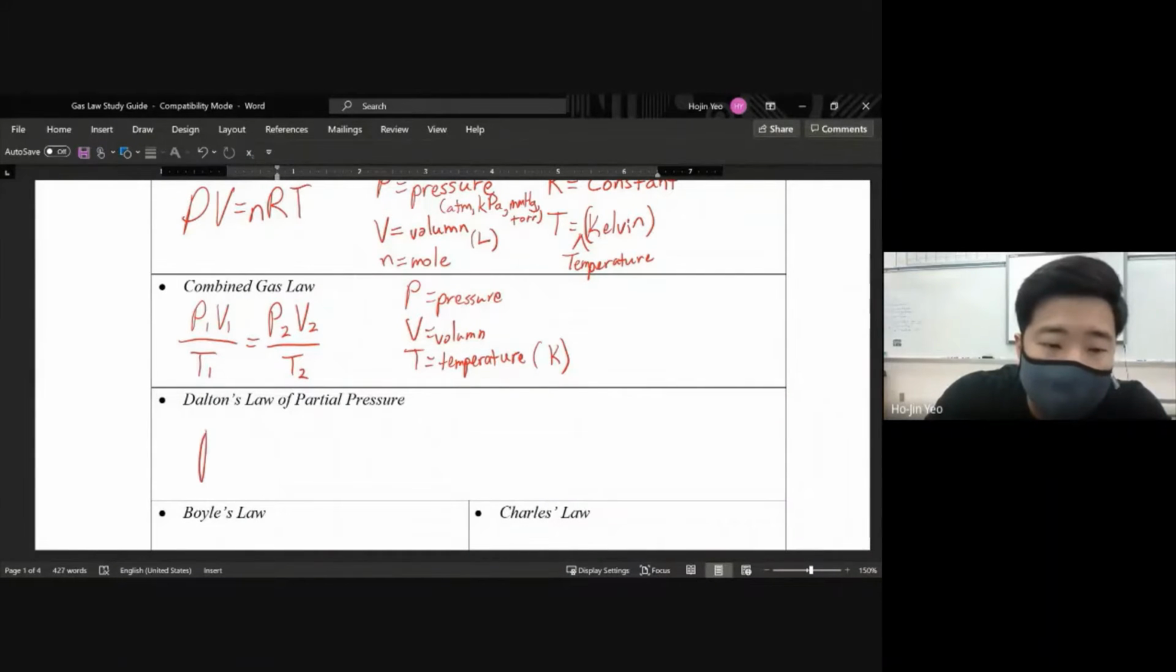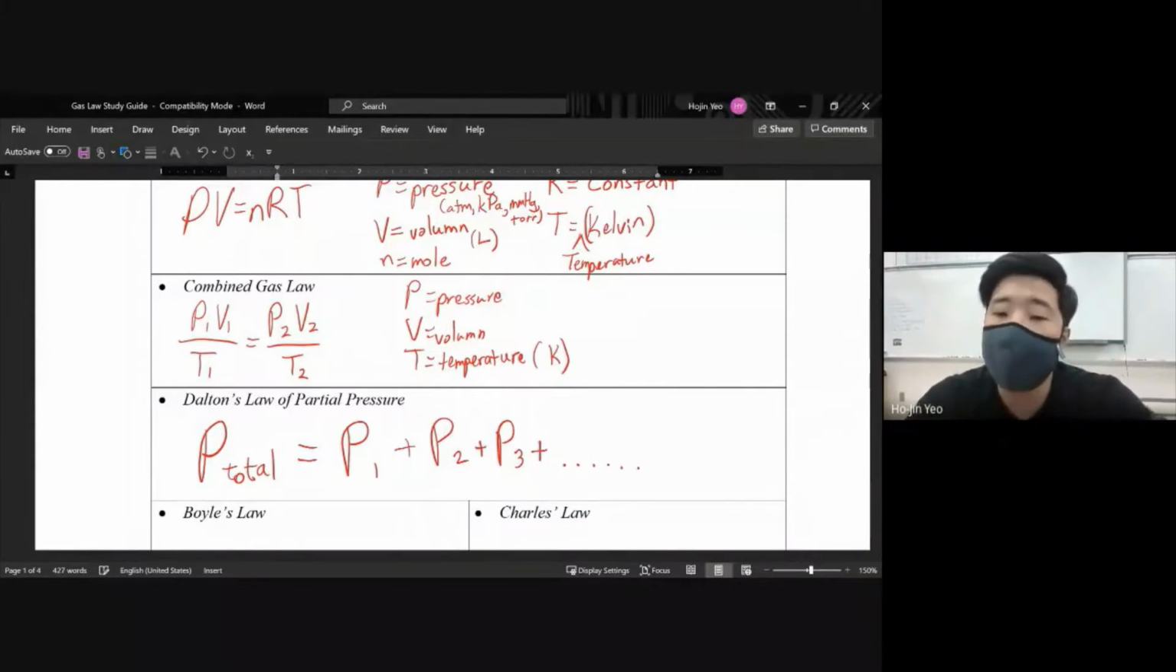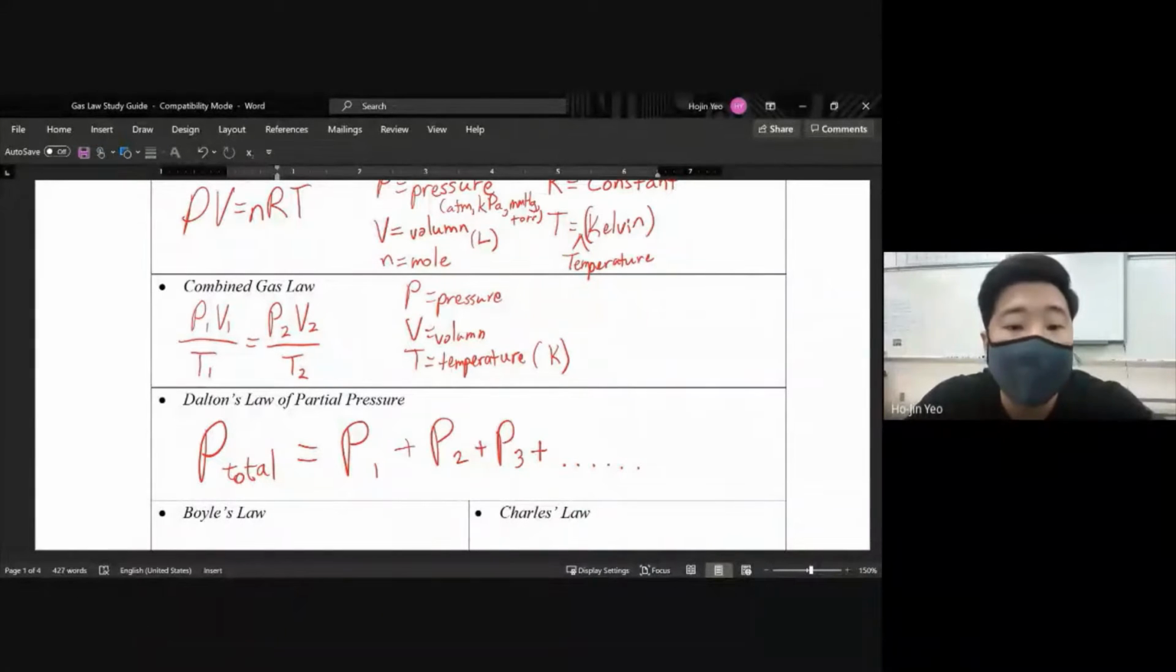Next, we have Dalton's law of partial pressure. This is pretty easy because the total pressure is found by adding the first pressure plus the second pressure plus the third pressure and so forth. Depending on how many pressures are given within the question, that is the number you will write down for that question.